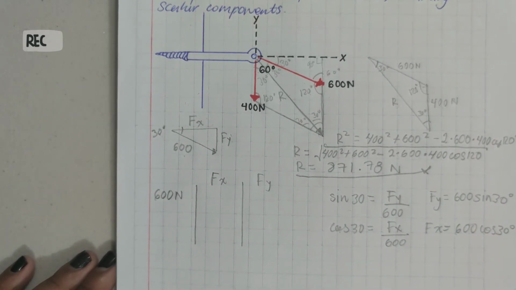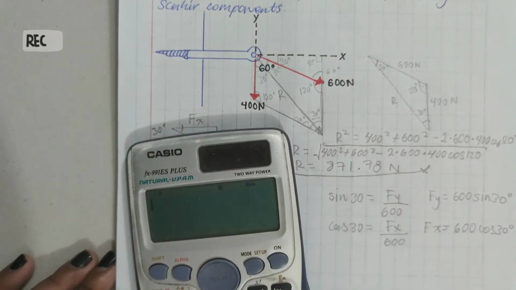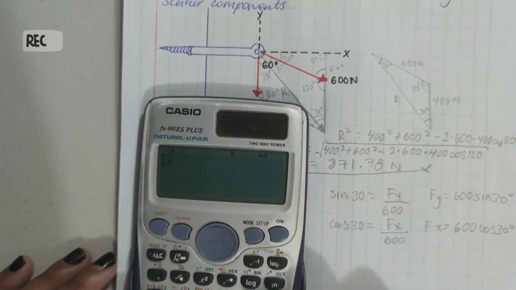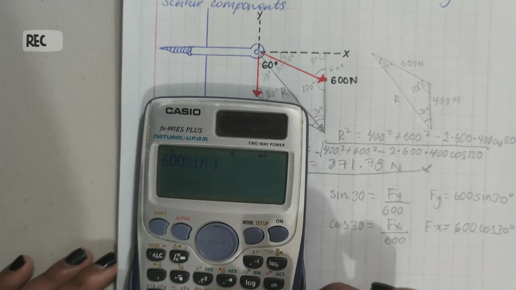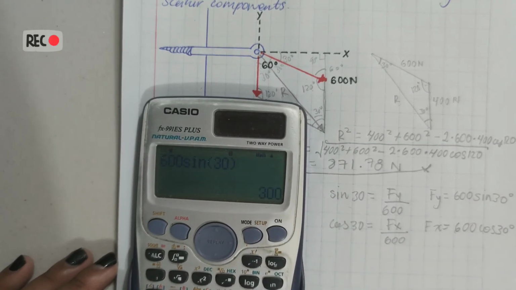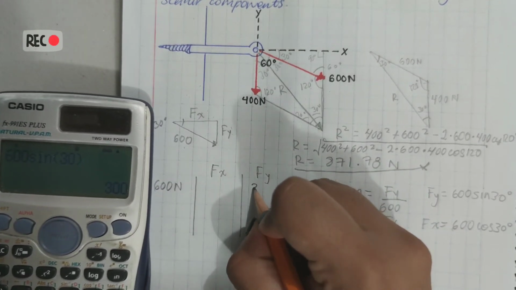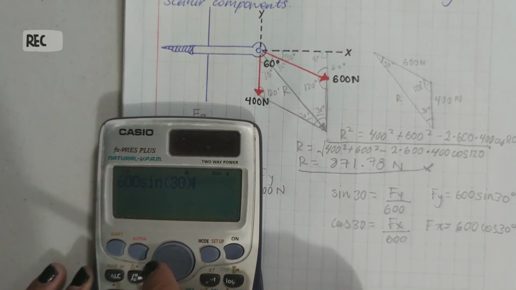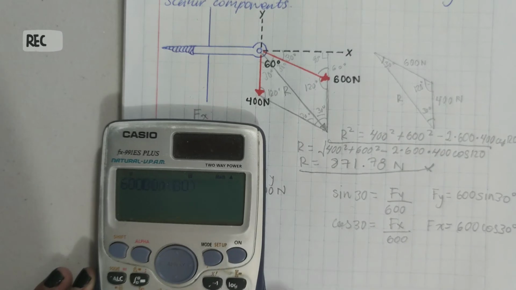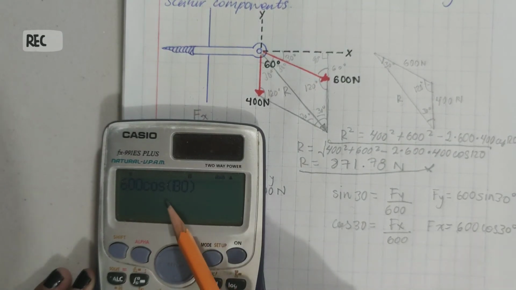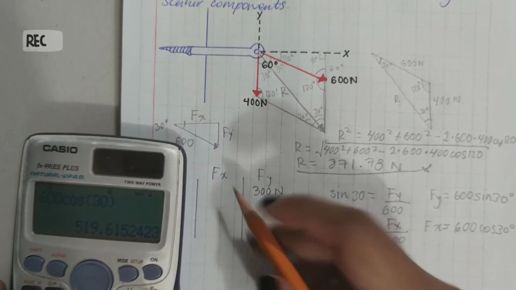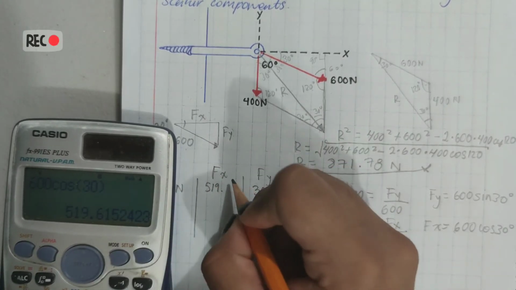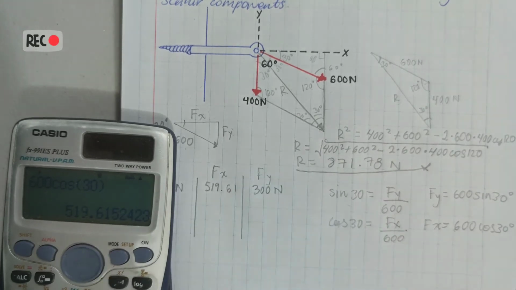So we can apply this in our calculator. For Fy we use 600 sine of 30 degrees, and we know that here it is 300 newtons, and for Fx we use 600 cosine of 30 degrees, and we have 519.61 newtons.